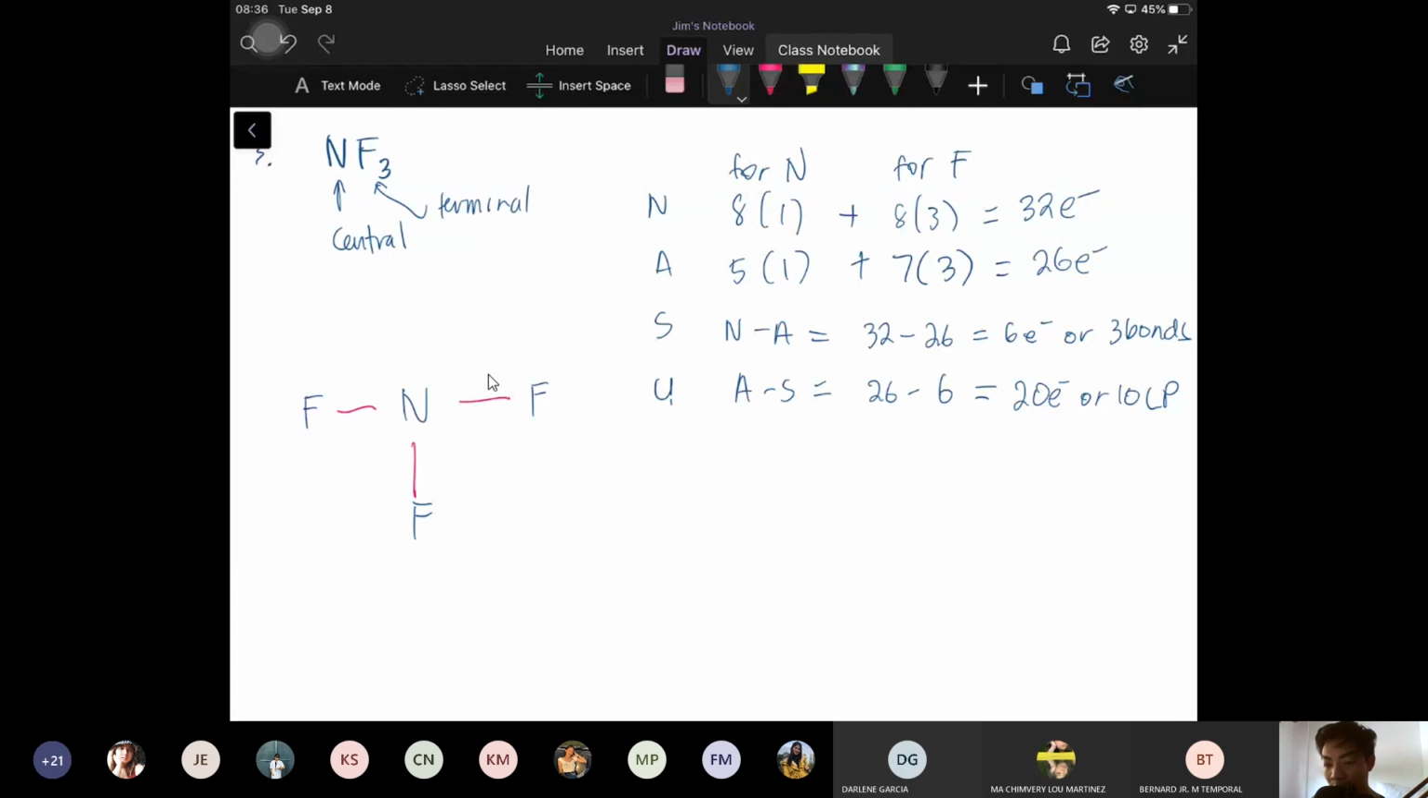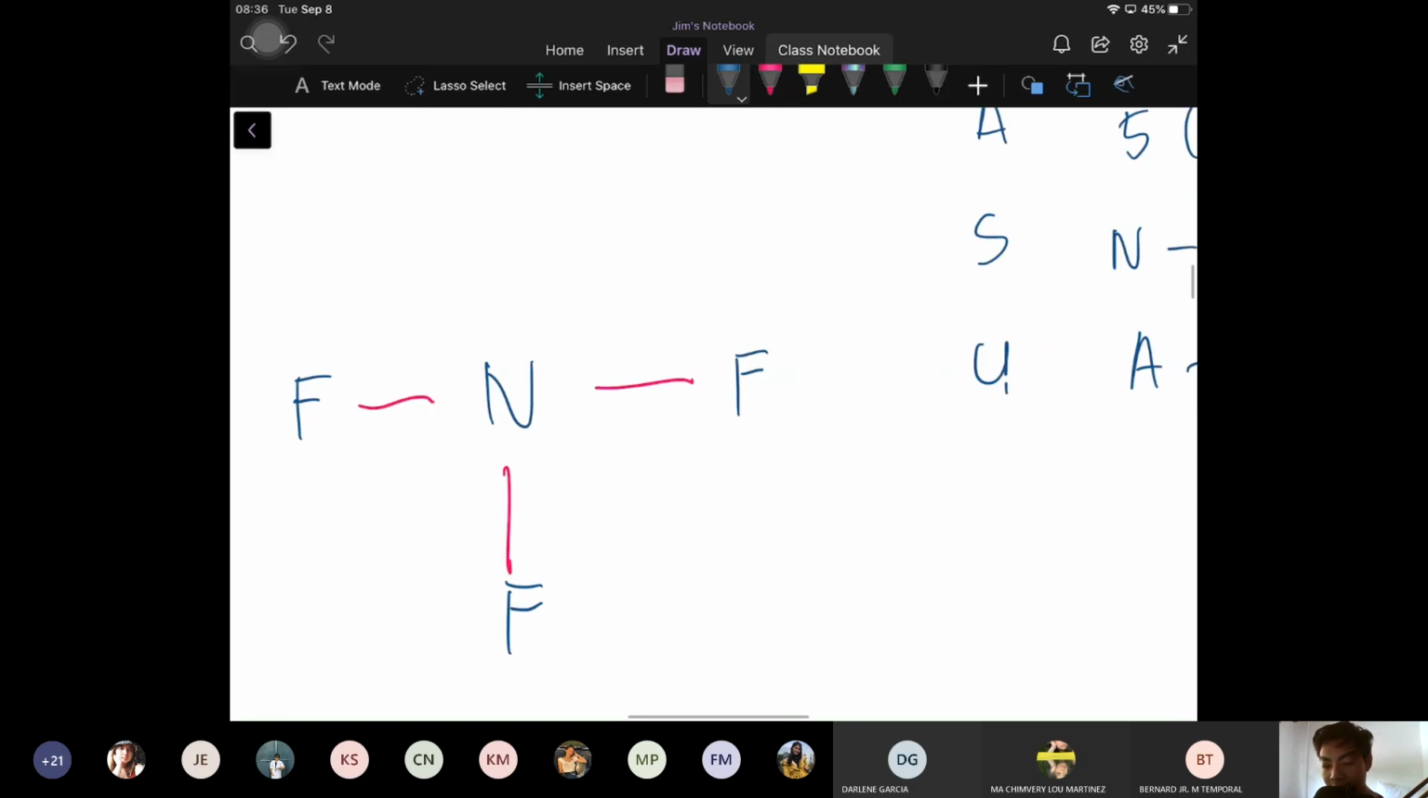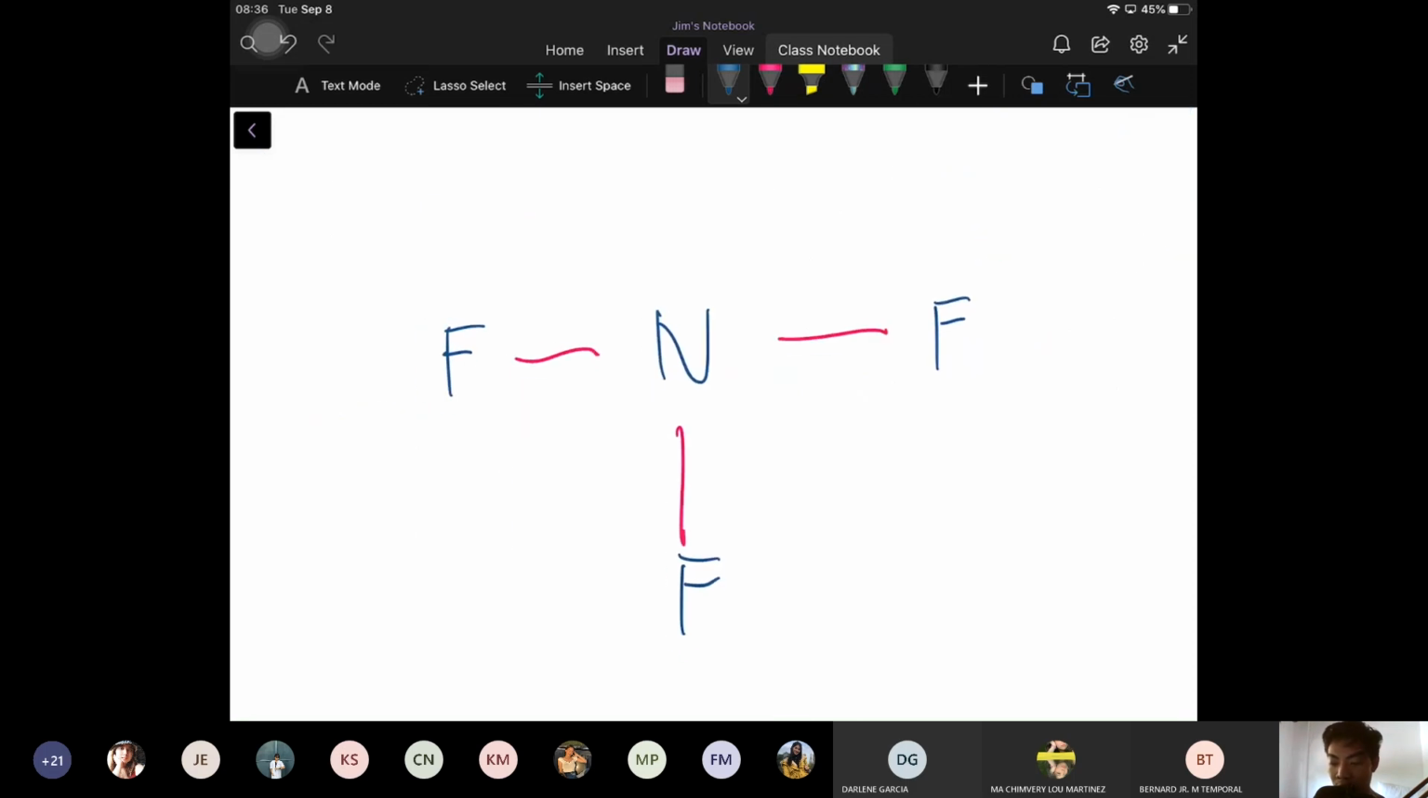Okay? So, ganun yung gagawin natin. Terminal muna before the central. And make sure you follow the octet rule when you do that. So, let's look at fluorine muna. So, we already have 2 electrons for this fluorine atom. How many lone pairs are needed?